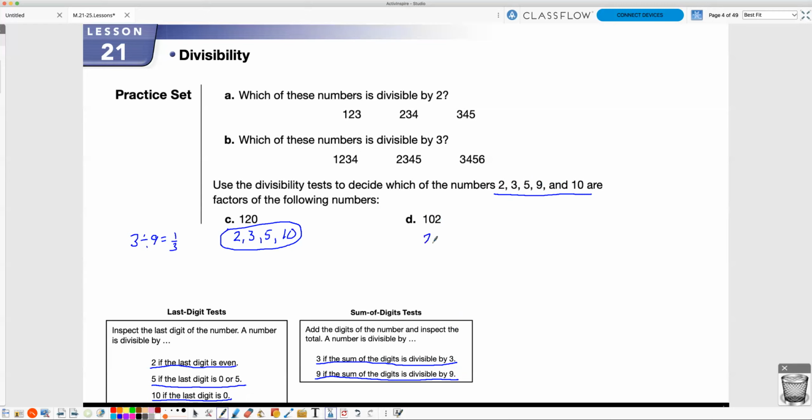The first one you should know right off the bat, there isn't much of a test to it. It's just even or odd, right? If you know what an even number is, then you know it's divisible by 2. So yes, it is divisible by 2. It ends in a 2.